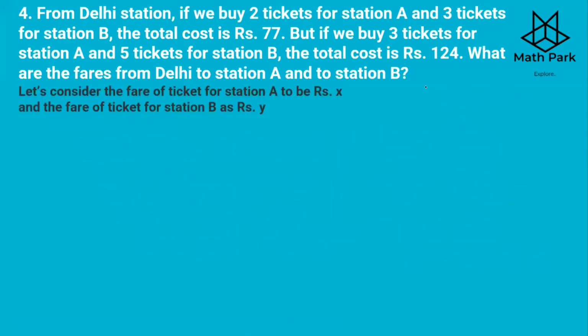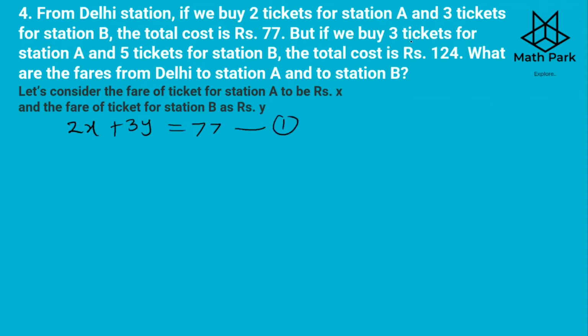Let us consider the fare of the ticket to station A to be x and to station B to be y. Now again, 2 tickets for station A. Okay, 1 ticket's fare is x, so 2 tickets' fare is going to be 2x. And 3 tickets for station B, so plus 3y, because for station B the fare is y. And the total cost is 77. Easy it is to frame the equation.